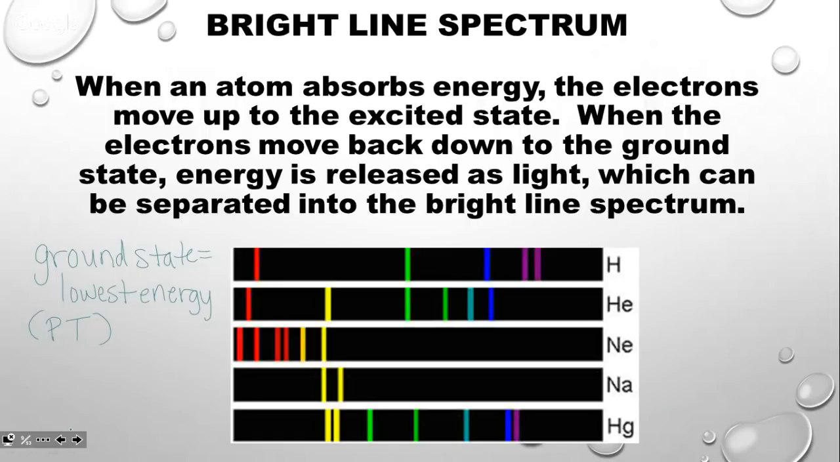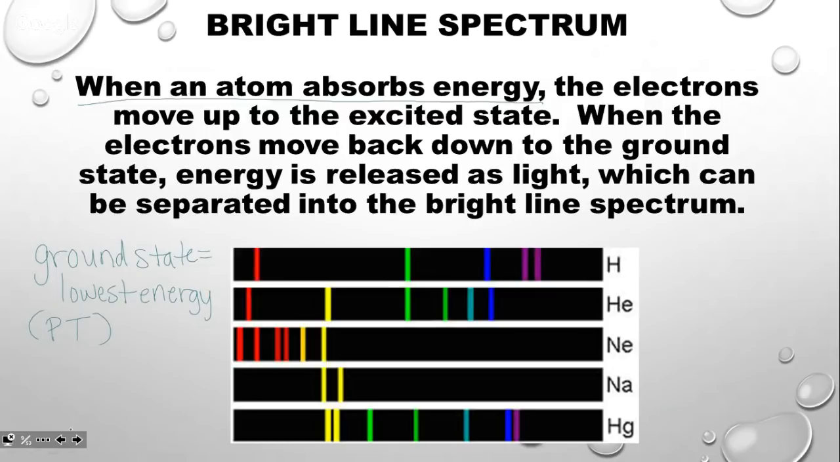The excited state happens when an atom absorbs energy. When an atom absorbs energy, the electrons move up to the excited state. They move further away from the nucleus. That state is a temporary state. The electrons can't stay there.